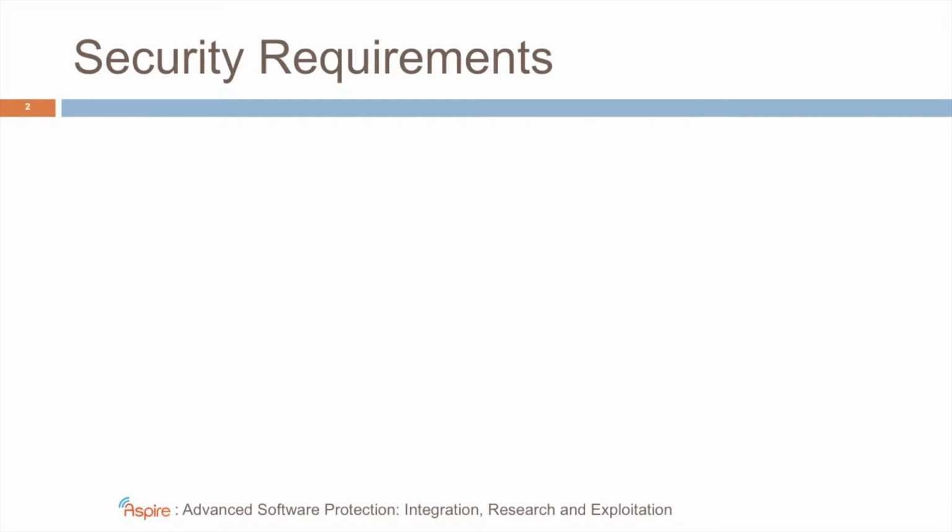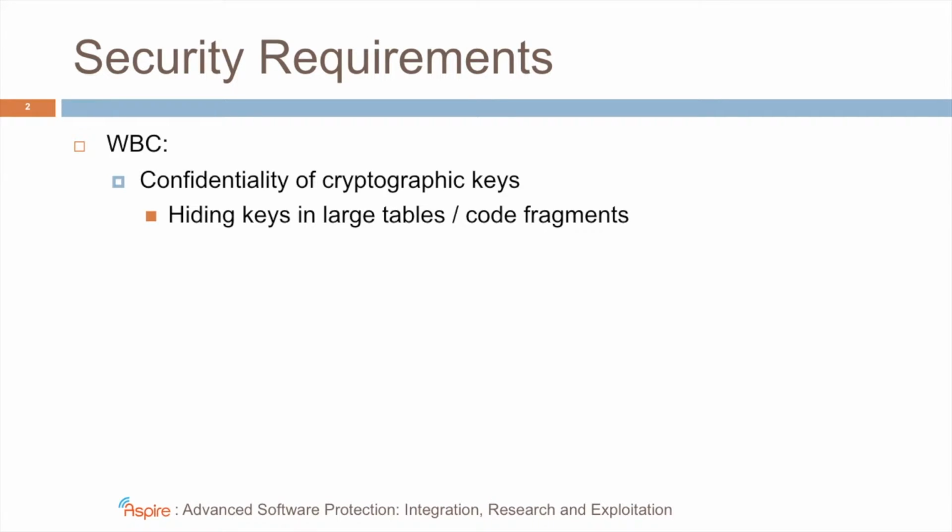So what are the security requirements? Well, if we look at the original whitebox crypto requirements, there the requirement was confidentiality of cryptographic keys. We wanted to hide the keys in large tables and code fragments such that even if a key is embedded in a program, it cannot be extracted from the program or even from the program execution.